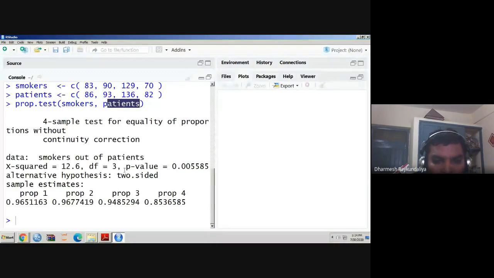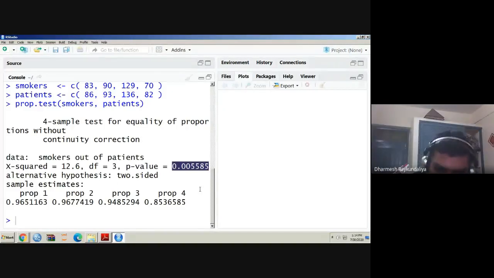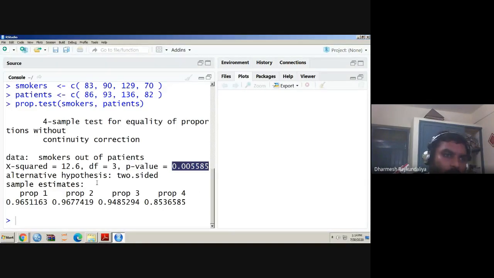And look at the p-value. What is the p-value? It is 0.00. So what decision do we take? The null hypothesis is rejected. There is a significant difference. That means the proportion of smokers in different patient groups is different. And which test is applied? The chi-square test. I may ask you in the examination, if I wish to perform the test of proportion, which test is possible? So you have to give the name chi-square. So this should be known to you.